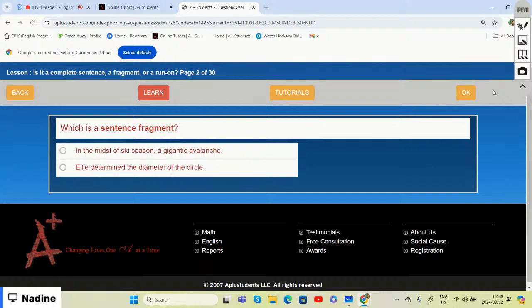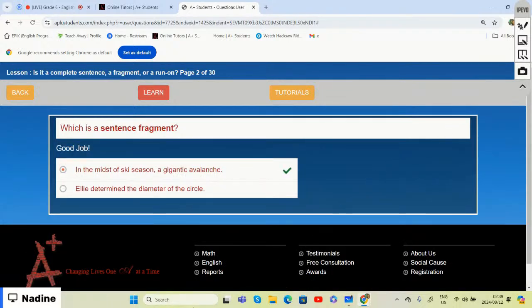All right, so now yes, we can say in the midst of ski season, a gigantic avalanche. That is a sentence fragment. There is just something missing over there. Well done. Option 1 is correct.